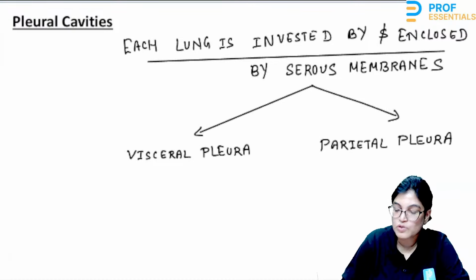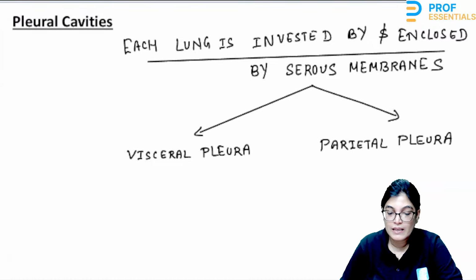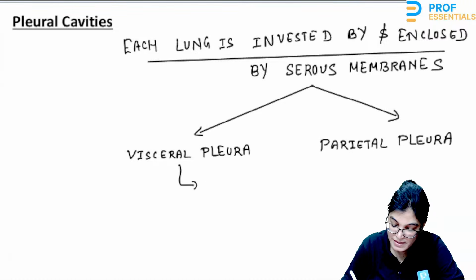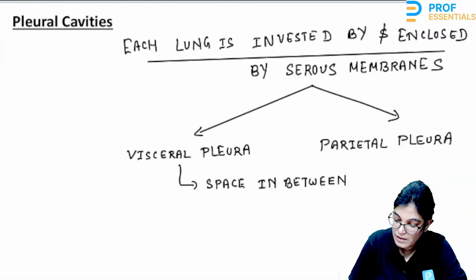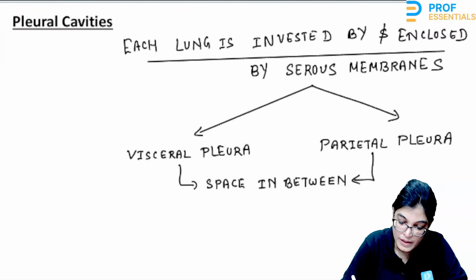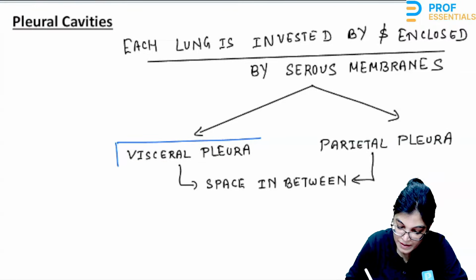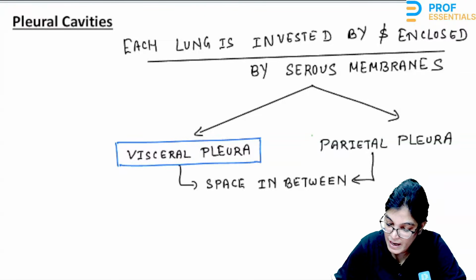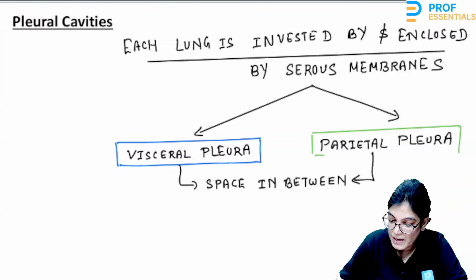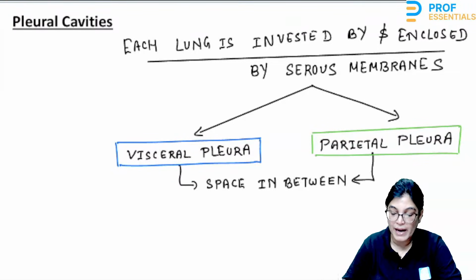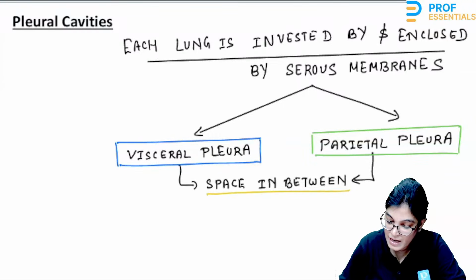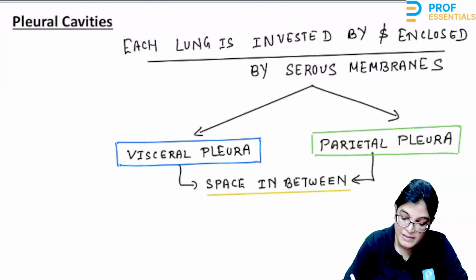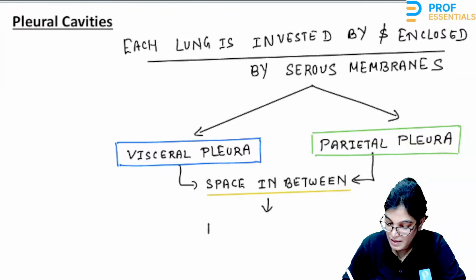And in between these two layers, if I talk about the space which is lying in between these two layers, we now know that this is the visceral pleura, no doubt about that, I have shown you, and this is the parietal pleura. And the space which is lying between these two, the visceral and the parietal pleura, that space is called the pleural cavity. What is that space, my dear students? That space is called the pleural cavity.